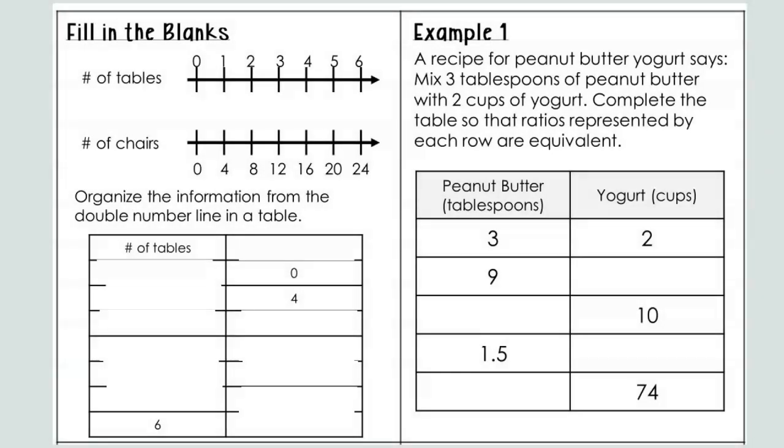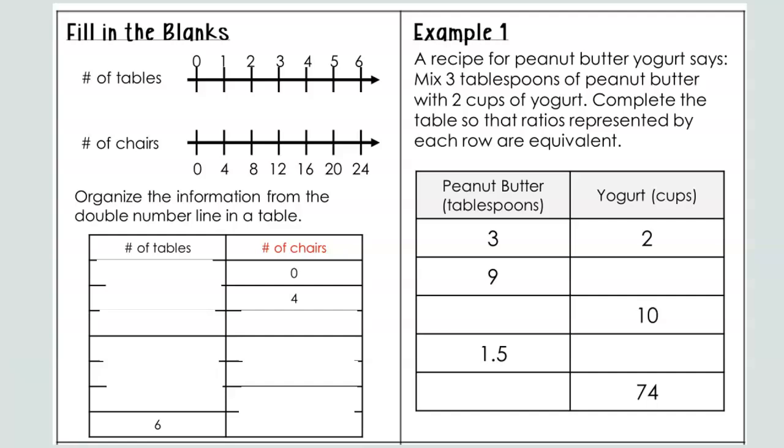This double number line shows the number of tables and number of chairs, and they are organized to show that the two ratio pairs are lined up to show that for every one table there are 4 chairs. You can then transfer this information into a table. So number of tables is lined up with number of chairs.